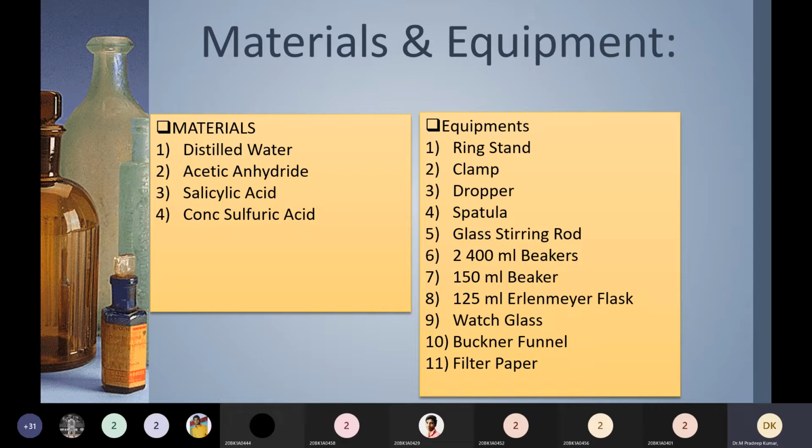The materials required: distilled water, acetic anhydride, salicylic acid. Do not write concentrated sulfuric acid, write phosphoric acid. Write phosphoric acid. Write this: materials and equipment. Phosphoric acid.